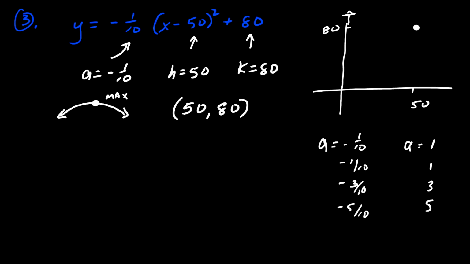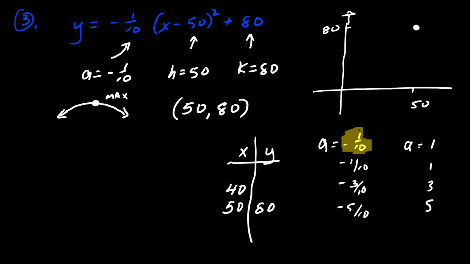So in some cases, rather than using the a value, you can also just use a table of values. In using a table of values, I like to put my vertex here, (50, 80), and I notice that the a value is 1/10. So that divided by 10 bothers me a little bit. So rather than moving by 1, I'm going to move my x values by 10. So I'll go down to 40 and down to 30, and then I'll have symmetrical points at 60 and 70.